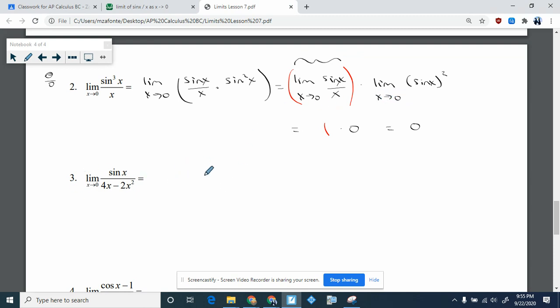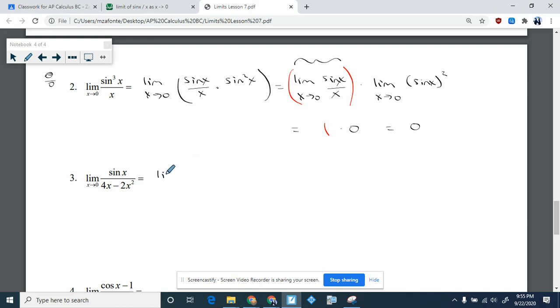All right, let's take a look at this one. You might even want to pause the video and see if you can do it on your own. You'd certainly see the sine x up here, and there's an x here and an x squared, but you can't break up fractions over subtraction. If that was the case, then when you subtracted fractions, you would subtract denominators too, and that's obviously not true. So what is it you can do here?